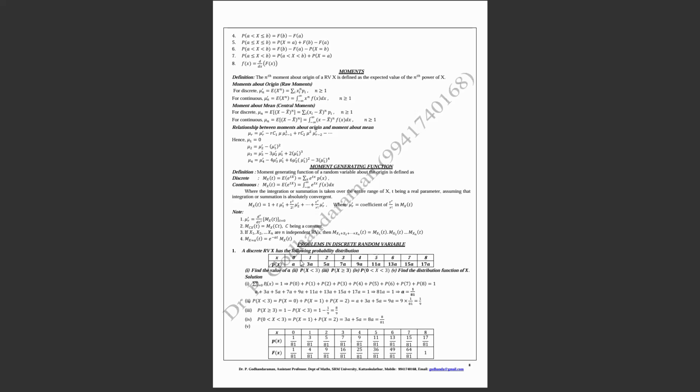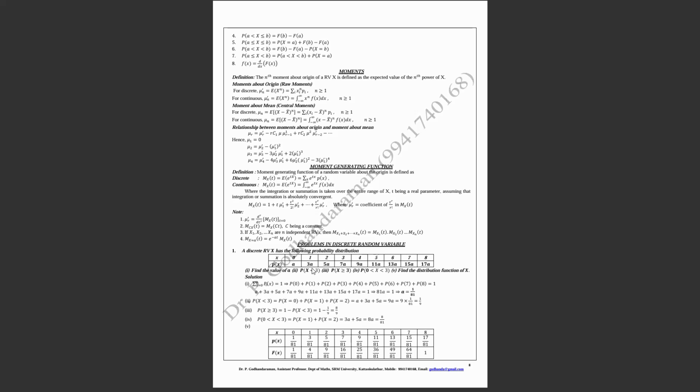Now p of 0, if x is equal to 0, what is p of x? Here it is a. If x is equal to 1, p of x is equal to 3a. X is equal to 2, p of x is equal to 5a, and so on. X is equal to 8, p of x is equal to 17a. So we have to add all the p of x, which is equal to 1. After we add all the given p of x, it is 81a. So 81a is equal to 1. Therefore a is equal to 1 by 81.